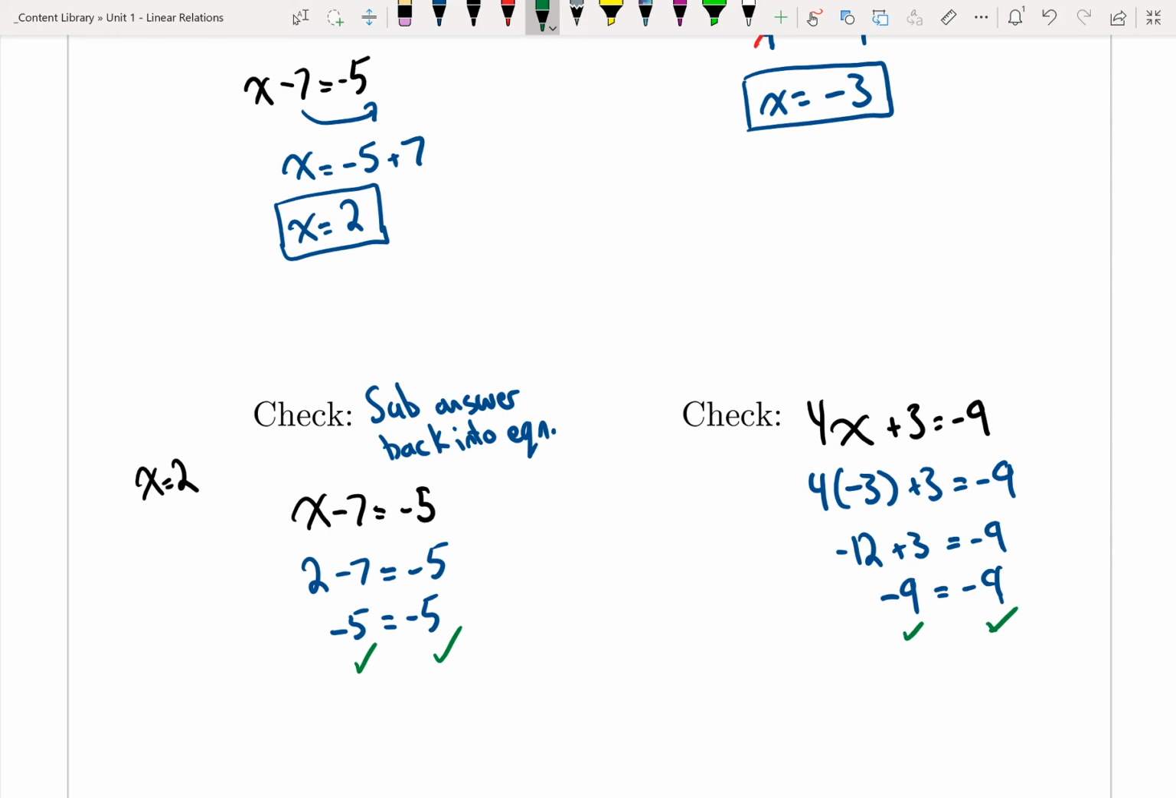So again, from this note, we're just looking at a review of solving equations, evaluating, and checking our answers.